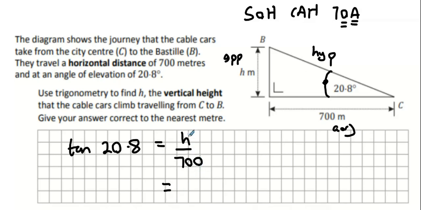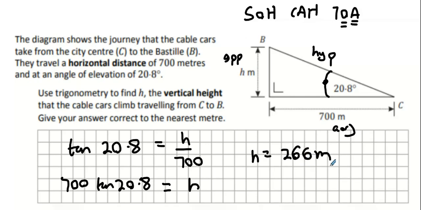Okay, so how do we get H on its own? That 700 is division on the right, which means what on the left? Multiplication on the left, okay? So 700 tan 20.8. Lob that into the calculator, and it'll come out as an H value of 266 meters. How many people got 266 meters there? Okay, good few of you did, all right? Any questions about it? Are you sure?